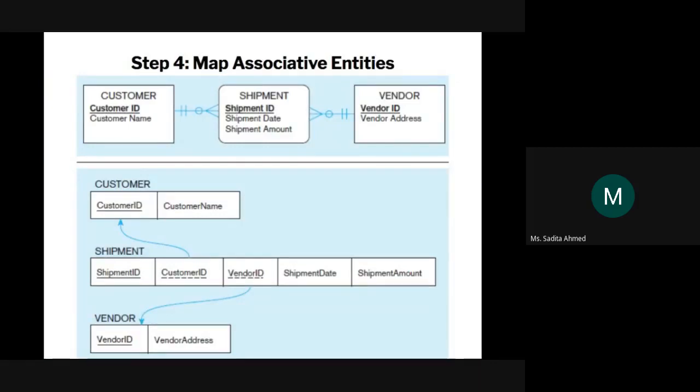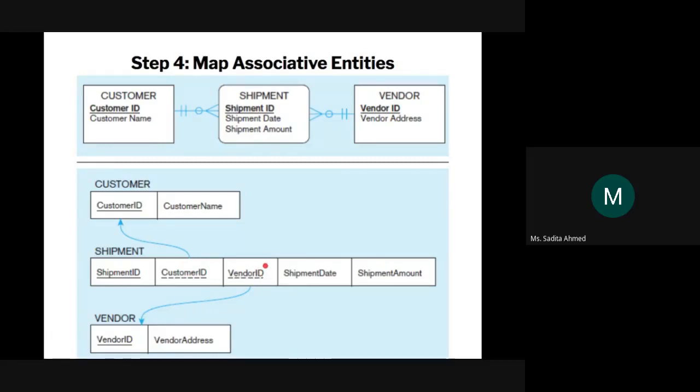Now, once again, follow the same rule. Shipment is an associative entity, so I will create a new relation for it. Simply place the attributes of shipment in the new relation. Also, the entities with which this shipment associative entity was related or associated, bring their primary keys into this new relation. It was related to customer, so bring customer ID, the primary key of customer. It was associated with vendor, so bring vendor ID, the primary key of vendor. However, this time we do not need to make the primary key out of customer ID and vendor ID.